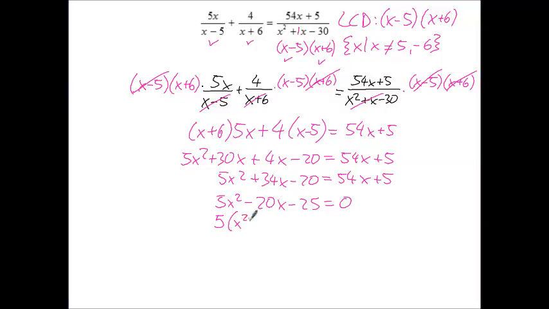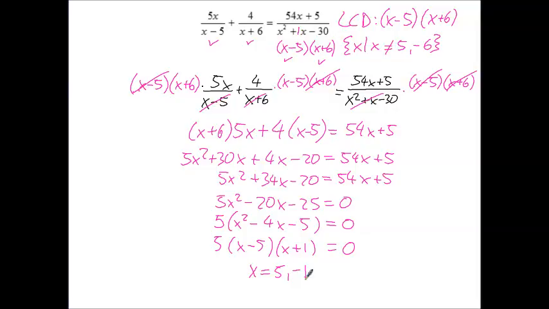5 is the greatest common factor, and we are left with x squared minus 4x minus 5 is equal to 0. Now, what we have in parentheses, we can factor way more easily. Target sum of negative 4 and target product of negative 5 give us the two factors x minus 5 times x plus 1 is equal to 0. In other words, our solutions presumably are positive 5 and negative 1.